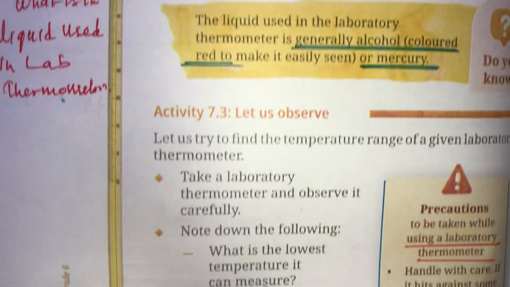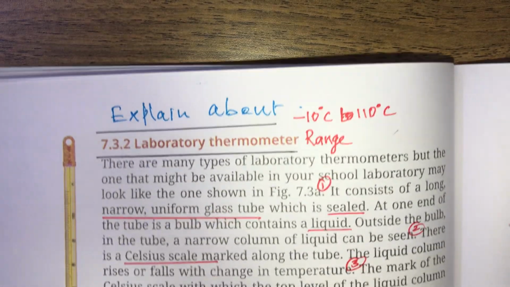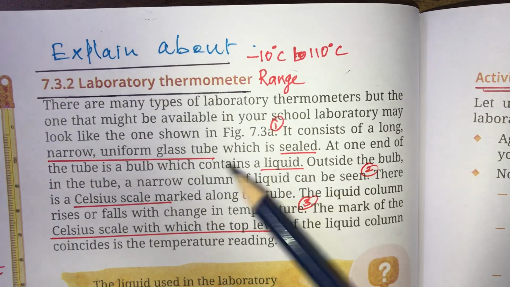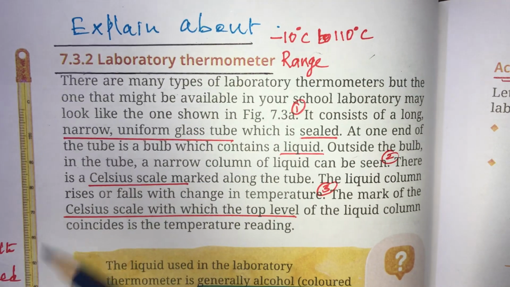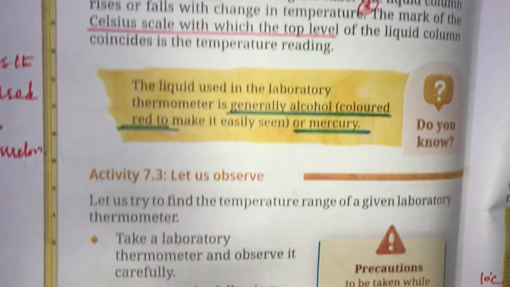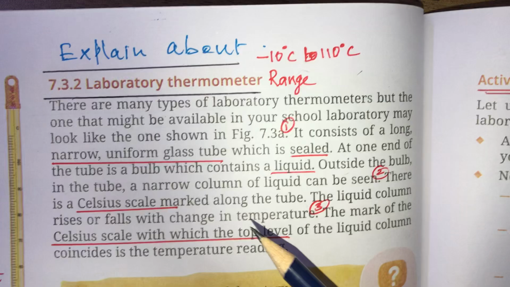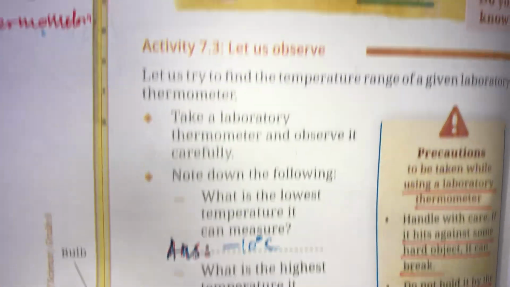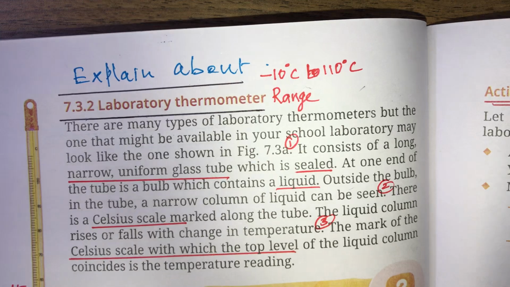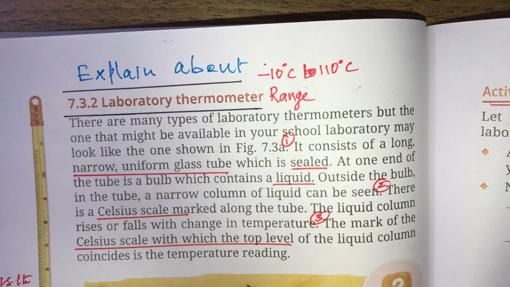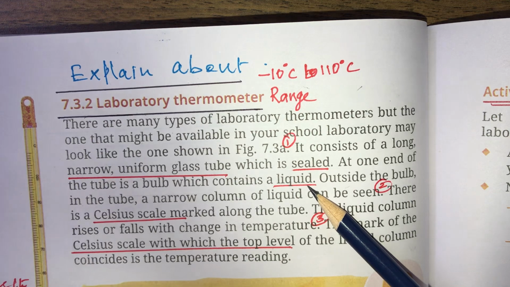This is the structure of the laboratory thermometer. The laboratory thermometer consists of a long, narrow, uniform glass tube which is sealed on both ends, the bulb and the tip. At one end, the bulb contains the colored alcohol liquid.